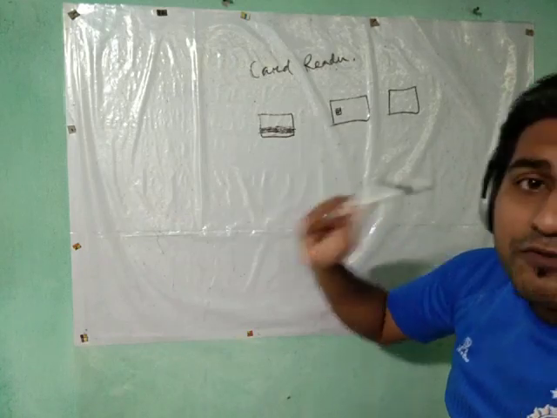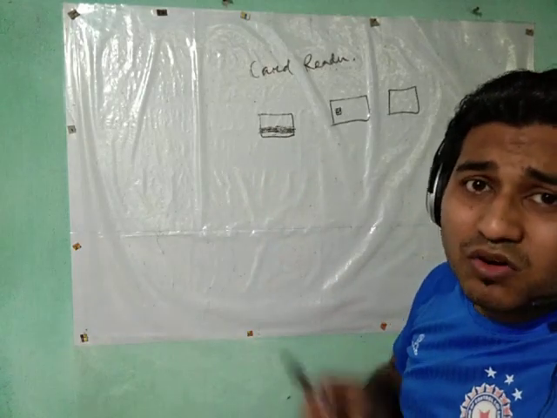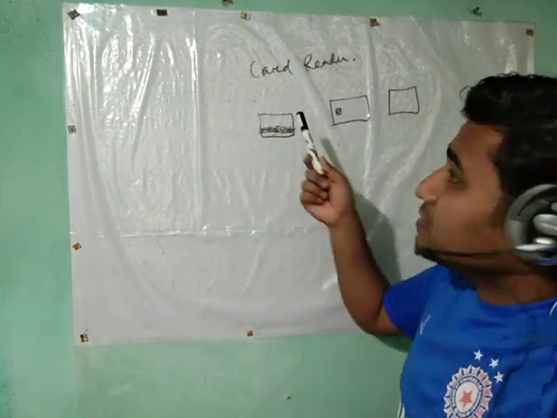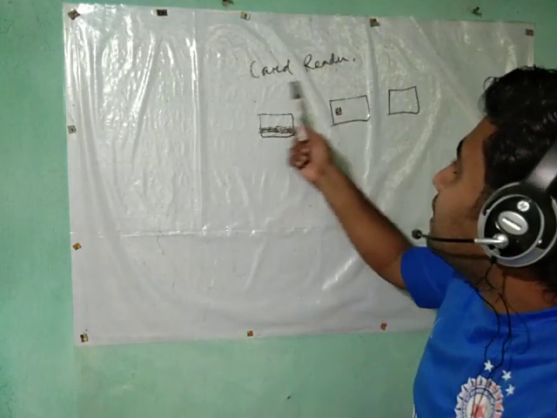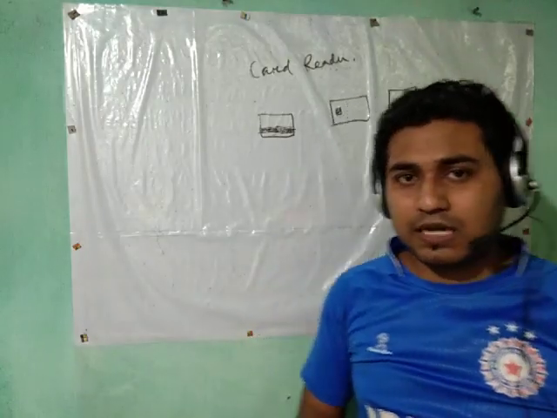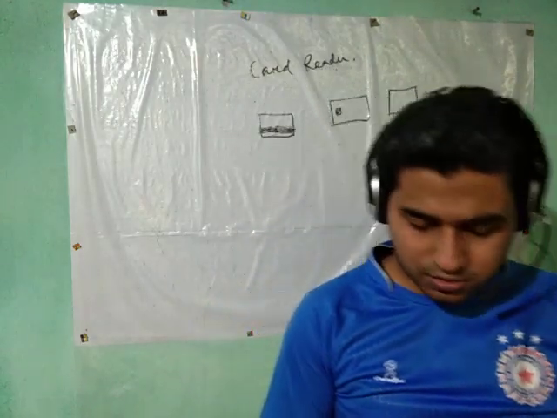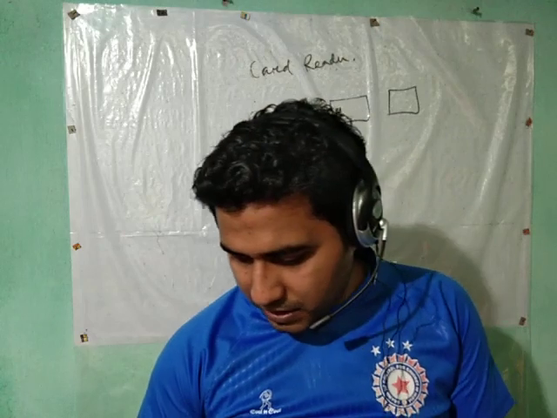Now, to read the information that has been stored in these places, the device that we need is a card reader. Understood? You have seen a lot of card readers, I hope. In banks you will be able to see them, and in some business malls also card readers are available, right? So I hope it is very familiar to you and all my viewers.